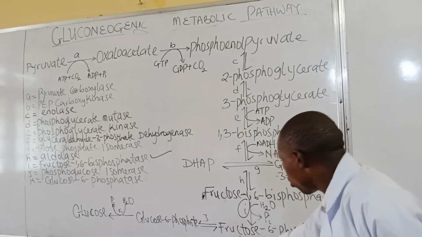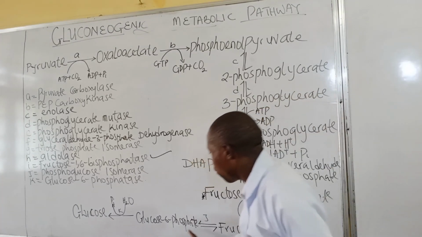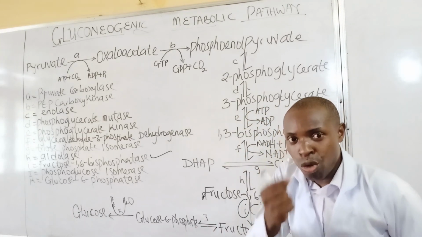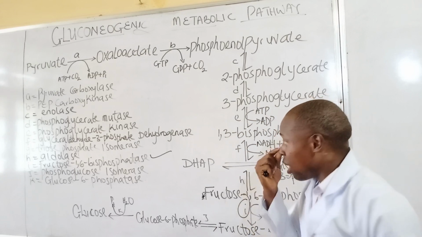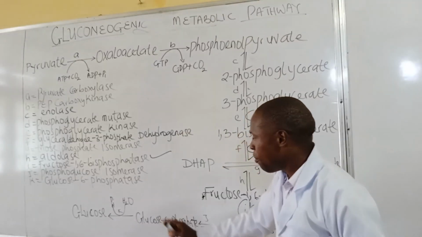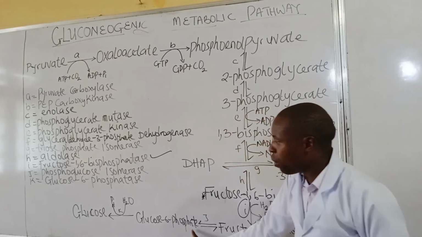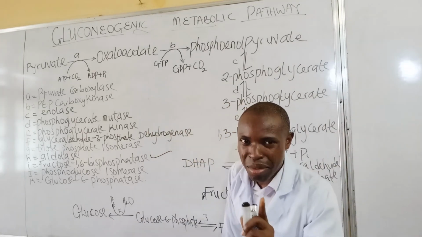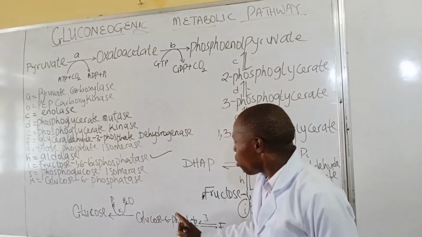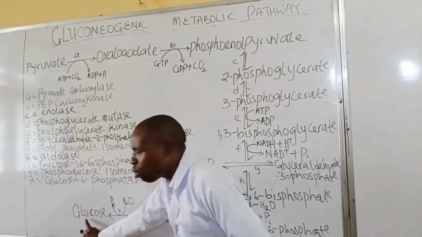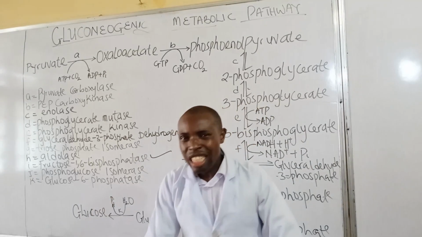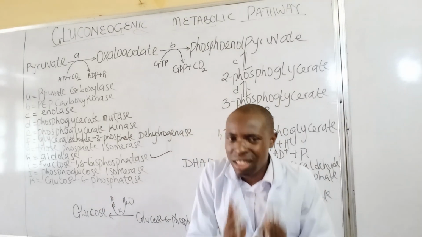Now take note that from fructose 6-phosphate to glucose 6-phosphate, this step is also what connects the glycolytic pathway with the gluconeogenic pathway, and it is controlled by the enzyme called phosphoglucose isomerase. And lastly, from glucose 6-phosphate to give glucose, the enzyme involved is called glucose 6-phosphatase. So from glucose 6-phosphate to give glucose, the enzyme that will catalyze that reaction is called glucose 6-phosphatase.